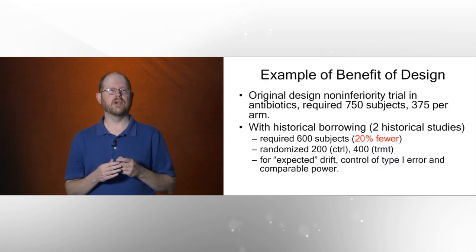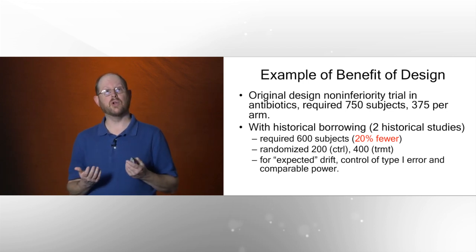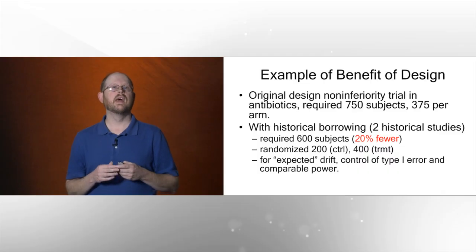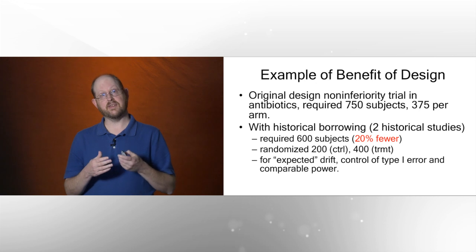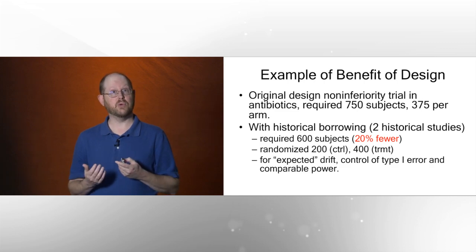an antibiotic trial. This is a very popular topic to consider these days. Lots of literature on this. Original design, think of a non-inferiority trial. A trial that requires 750 subjects with 375 per arm. Remember, you'd have to do 2 of these. So this would be 1,500 subjects in total. With historical borrowing, what you can do is you can change this. So instead of needing the 750, what you need is 600. And so that's 20% fewer.